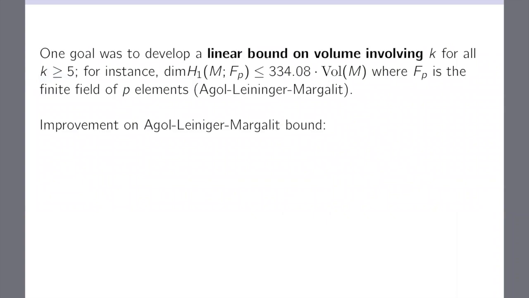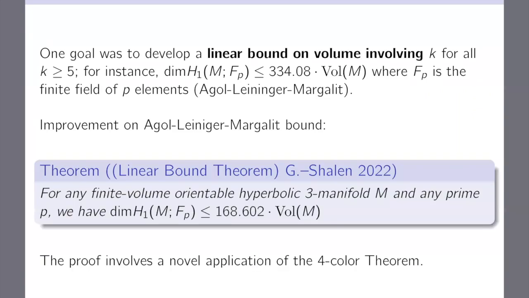Okay, this is the no $3 million slide. Ian Agol, winner of the Breakthrough Prize, remember earlier in the talk, has a result with Leininger and Reid involving the dimension of the first homology group. So it's a linear bound involving volume. And together with Peter Shalen, we were able to improve that linear bound. So you can see there, 334, and we improved it to 168. There's still more work to do, but the proof was really interesting and cool.